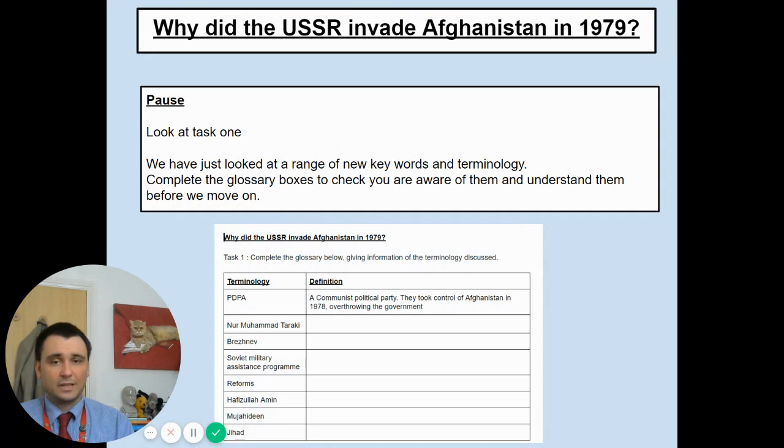So, at this point, let's do a bit of work. So if you could look at task 1 for me, please, on your worksheet. And we've just looked at a range of new keywords and terminology that we might need to bring into a GCSE answer. Could I ask you to pause the video here, and can you complete the glossary boxes to make sure you're aware of what these words mean or who these people are, and to make sure you understand them before we move on. I've done the first one for you so you understand the sort of standard that I'm expecting here. If you're stuck, any of the slides with the blue background will help you. Once you've done that, press play again to continue.